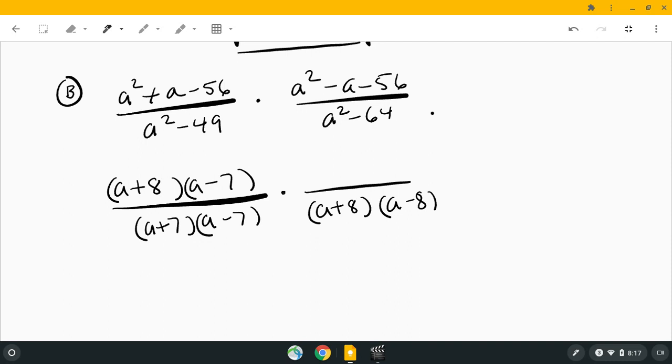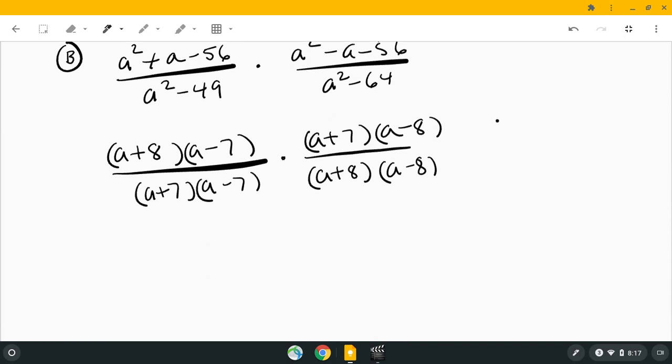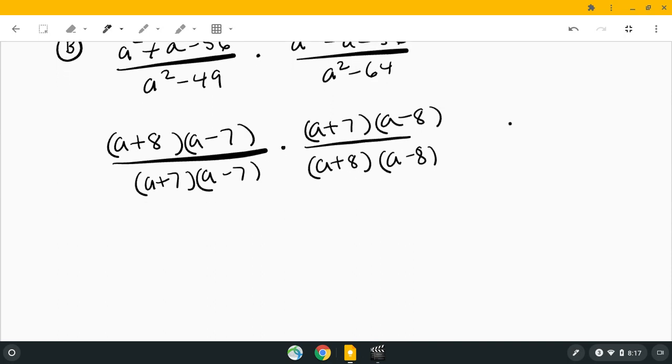And then up here, this is very similar to the other one. A times a, signs have to be different, but now we want negative 1, so I'll put the 8 here and the 7 here. All right, let's see, what can we cancel? A minus 7s, a plus 7s, a minus 8, a plus 8. So what's our answer? Hopefully you said 1, not 0. 1.